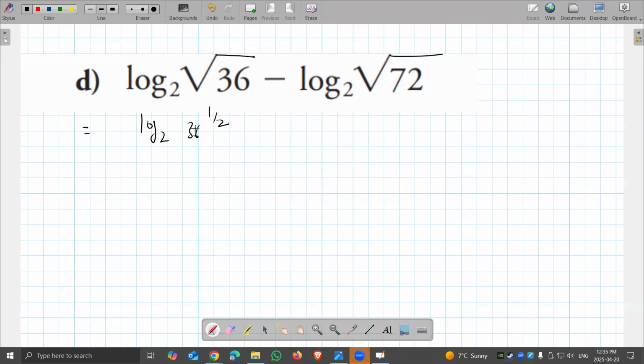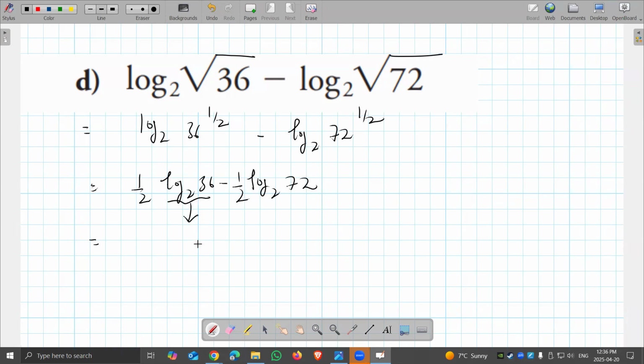So 36 to the power of 1 over 2 minus log base 2 of 72 to the power of 1 over 2. Now let's use the power rule. That would allow us to bring the 1/2s outside. Now what? Because 2 to the power of nothing is 36, so that's not going to help us. Right now, you can't evaluate it, so you need to do something else.